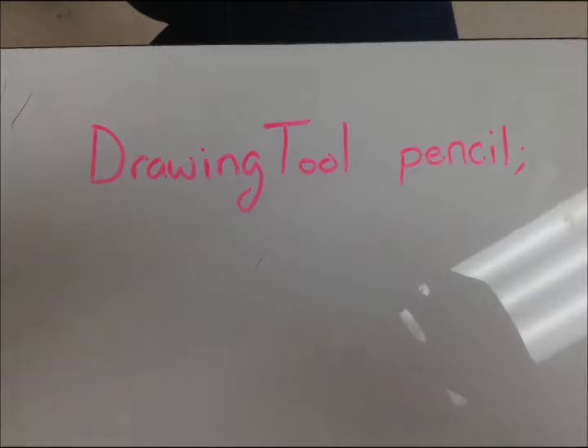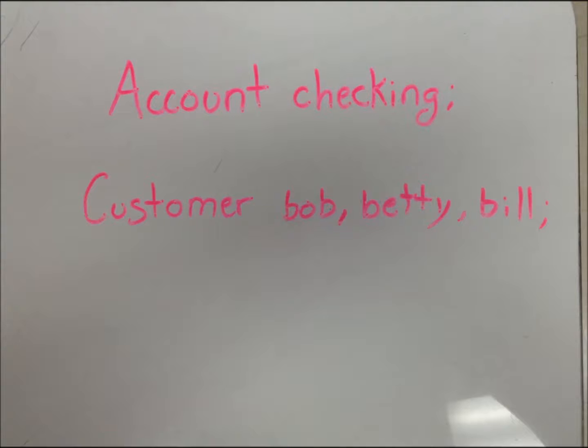Class name is the name of the class to which these objects belong. The object name is the name you decide on. In the case of the draw square example, we decided the pencil object would be declared as DrawingTool pencil. Another example using commas to declare objects: the first declaration declares an account object named checking. The second declares 3 customer objects, Bob, Betty, and Bill.